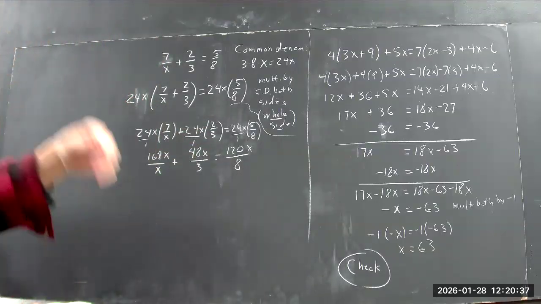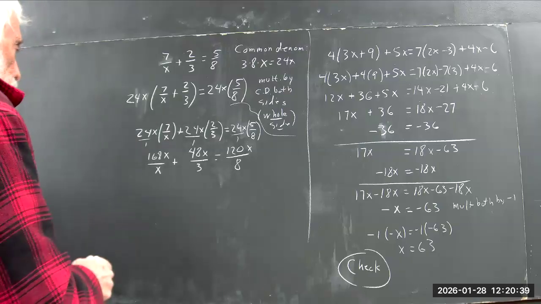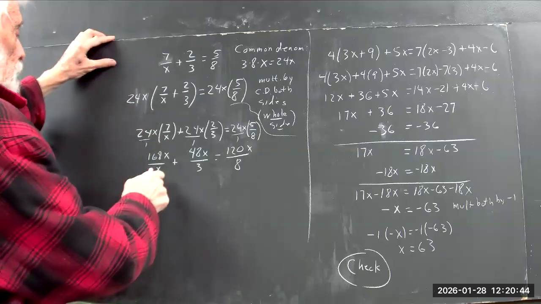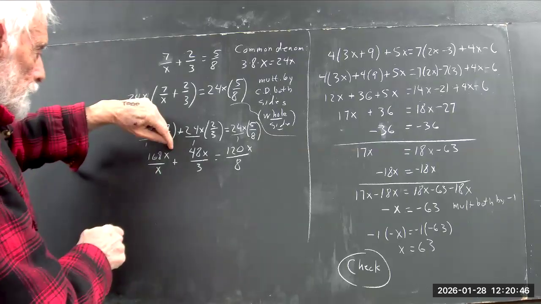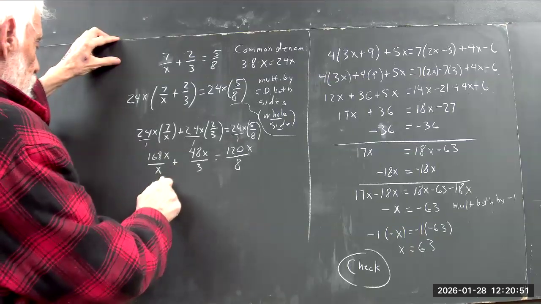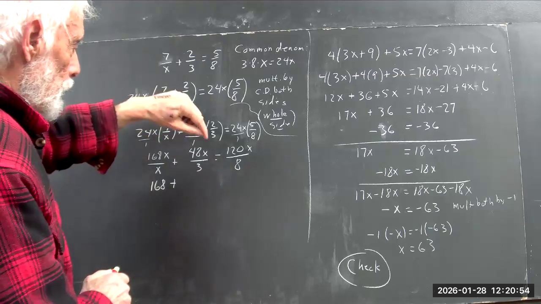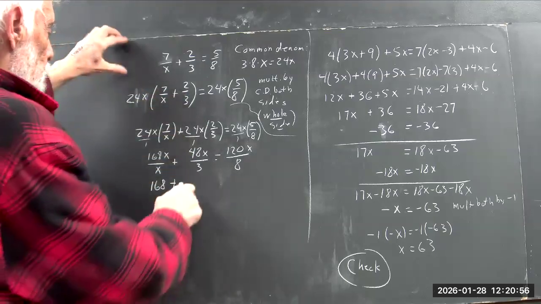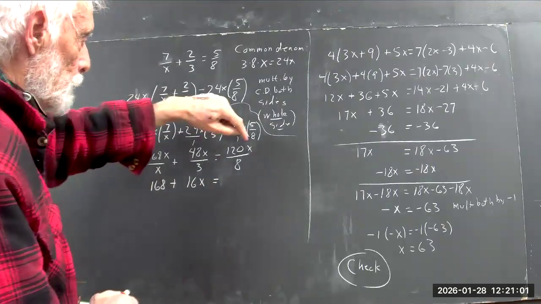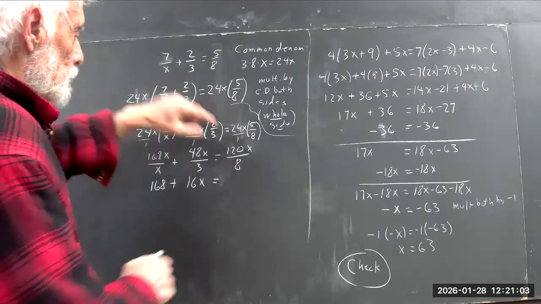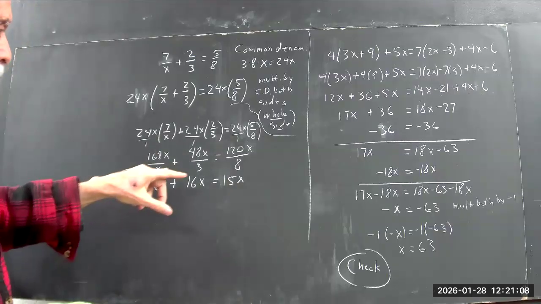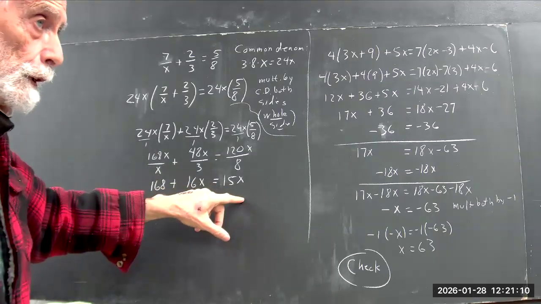Now you see I've got x's in the numerators and x's in the denominators. My term 168x over x, x is a factor of the denominator, it's a factor of the numerator. I can divide the x into the x, leaves me 168. Then I have 48x over 3. 3 goes into 48 16 times, that gives me 16x. 120x over 8, 8 goes into 120 15 times. So I have the equation 168 plus 16x equals 15x.